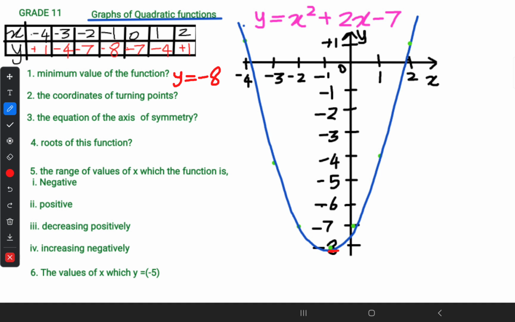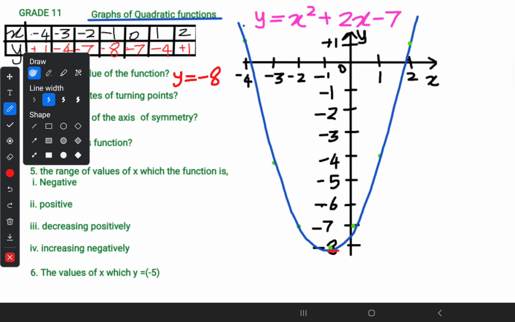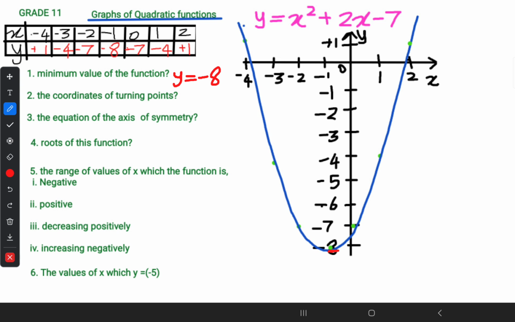The coordinates of turning points, okay, points, plural form. In some graphs, we will have kind of this, okay, kind of this. Here there are two turning points. Look at here, coming downwards and changing its direction, going upward, changing its direction to move downward. So likewise, in those cases, we will have more than one turning point. But here only a turning point. So the graph is coming downwards at this point. Suddenly it is changing its direction to move upwards. So coordinate would be 0, negative 8.